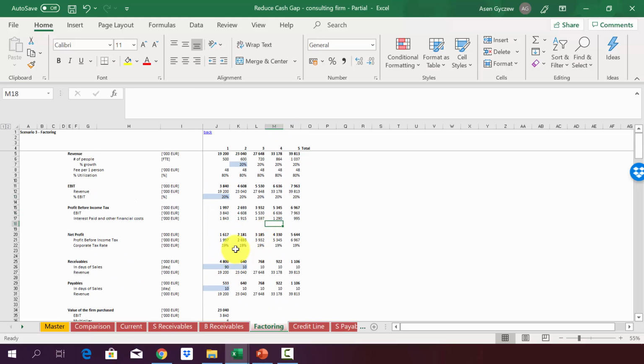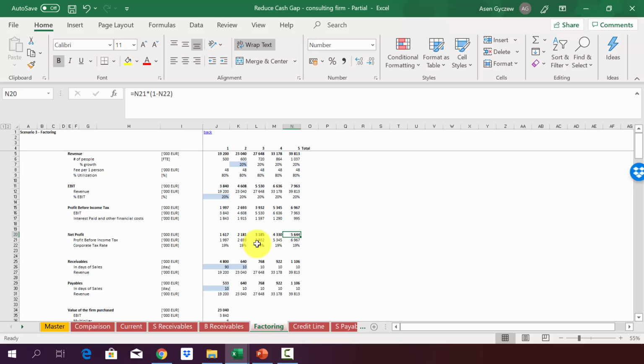Obviously, additional cost when it comes to factoring means that our net profit will also change. So let's have a look at the profit with the factoring. The net profit is 2.1 million. And now when it comes to the current situation in year number 2, it's 2.4. So the costs of factoring have decreased our net profit. In year number 5, if we don't do anything, we'll have 6 million. And with the factoring, we will have 5.6 million.